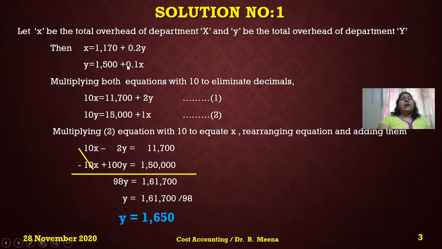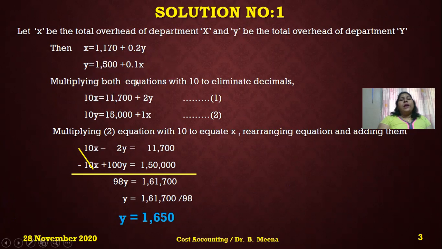So this is the equation I framed. Then how to take care of the decimals? After the decimal, only one digit is there. So I can multiply both equations by 10 in order to remove the decimals. Then the equations will be 10X, and 1,170 into 10, I will get 11,700.